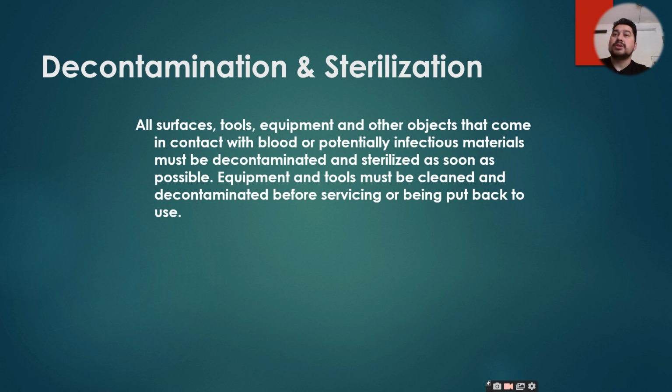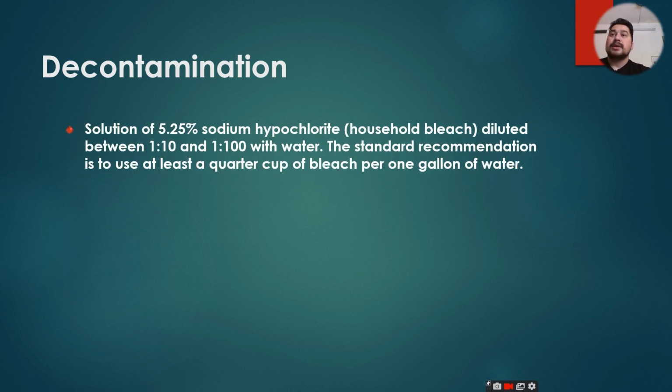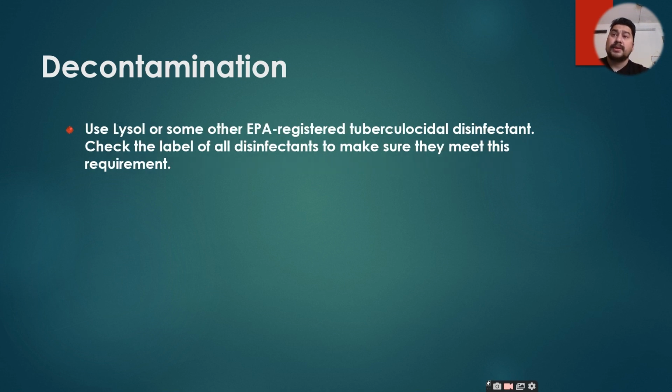Decontamination and sterilization. All surfaces, tools, equipment, and other objects that come in contact with blood or potentially infectious materials must be decontaminated and sterilized as soon as possible. Equipment and tools must be cleaned and decontaminated before servicing or being put back to use. Use a solution of 5.2% sodium hypochlorite household bleach diluted between 1:10 and 1:100 with water. The standard recommendation is to use at least a quarter cup of bleach per 1 gallon of water for the decontamination to remove any bacteria or viruses.